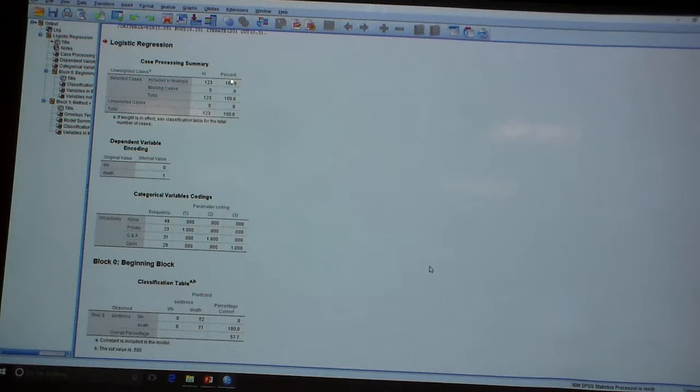The number of people that you have in your analyses, right? No missing cases. This is good. We didn't exclude anybody, so things are looking good here. Dependent variable encoding, okay? Judah, what is this telling us here?